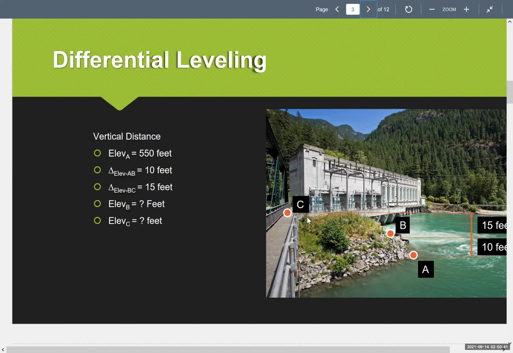All right. So the whole idea is when you do differential leveling, you know the elevation of a benchmark, and then you're using the differential leveling technique to measure the difference in elevation, and then you're able to calculate what the elevation is. And we're talking about all vertical distances here.